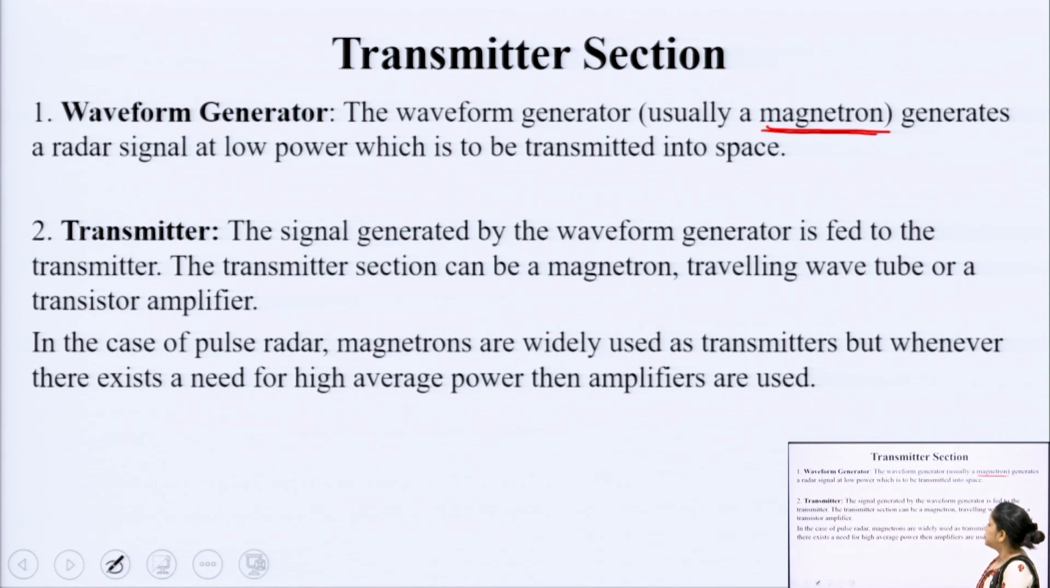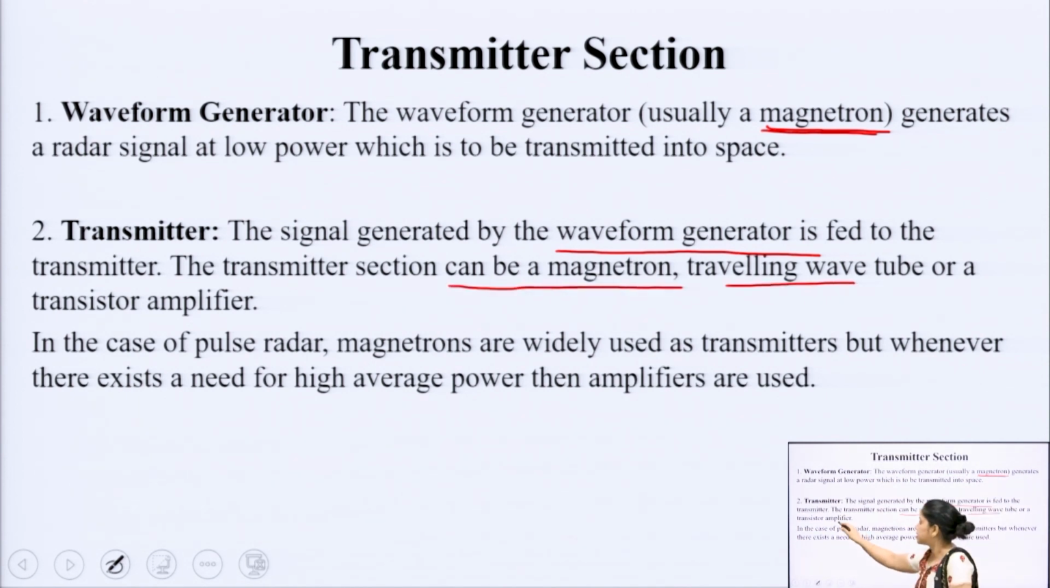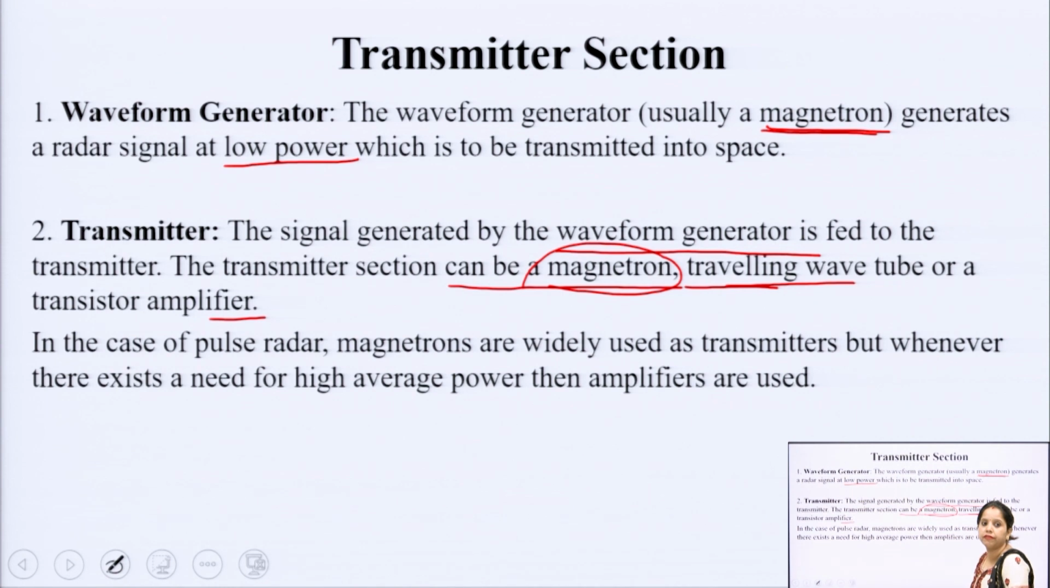Now, the signal generated by the waveform generator is fed into the transmitter, which can be a magnetron, travelling wave tube or a transistor amplifier. You already are aware that a magnetron will generate a very low power. That means it has to be amplified. That is why a travelling wave tube or transistor amplifier is used. A magnetron also works as an amplifier, so the transmitter section consists of the amplifier part of the microwave, which you have already studied.